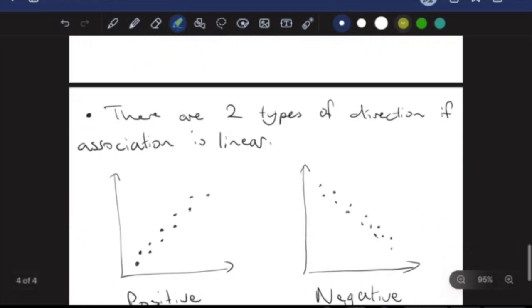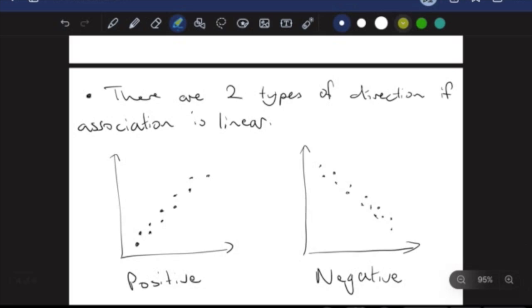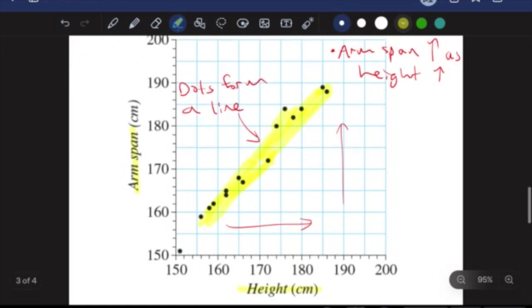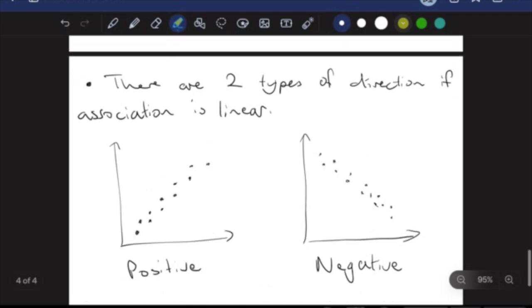Now, a couple of things we're also going to talk about is direction. Now, I pointed out here that as the height increases, the arm span increases. So this is what we call a positive direction. So positive direction means as one variable goes up, the other goes up. Now, this is reminiscent to what we did way back in linear relationships when we talked about gradient. A positive gradient meant that one variable increases as the other increases. So that's a way you can remember this as well. We can relate this to the gradient.